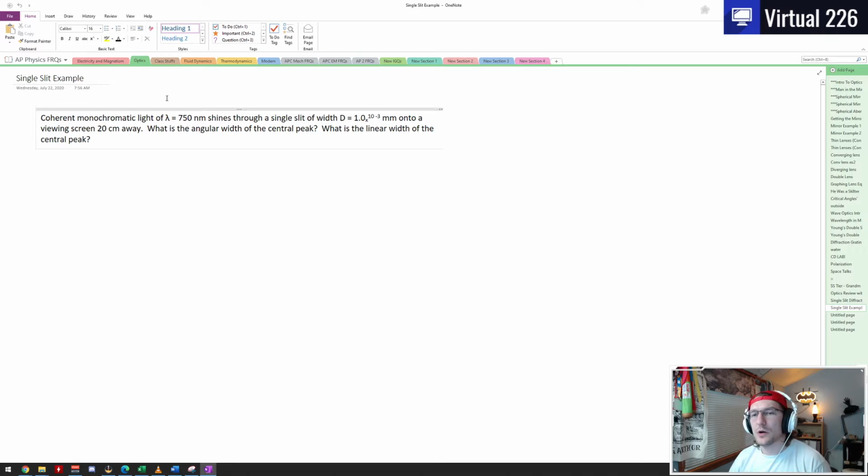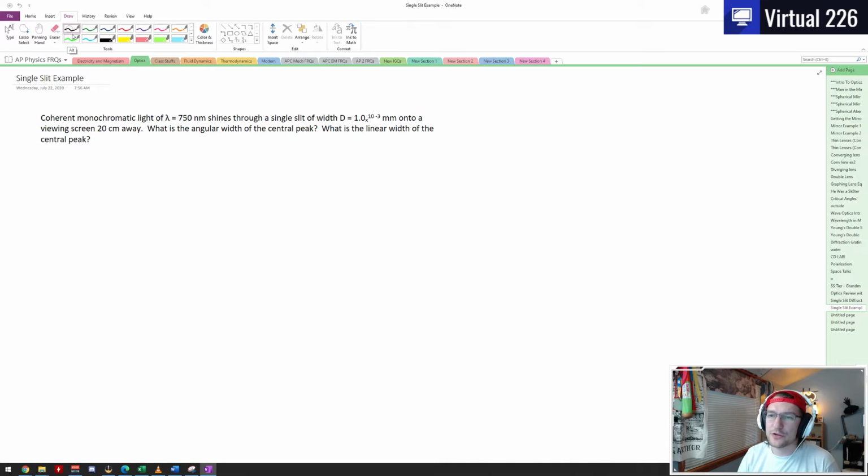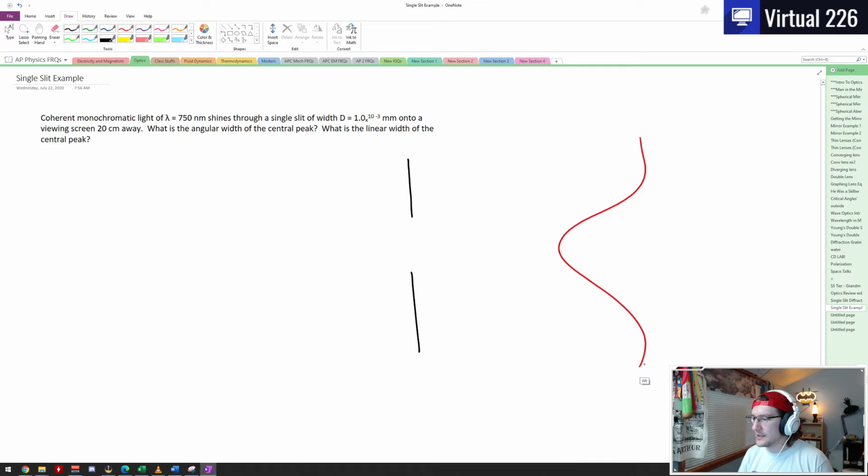Okay, so what we're looking at here is a single slit example. Let's quickly draw the single slit so we have an idea of what's going on. Here is a single slit. Here's some viewing screen back here, which I won't bother to draw. But we know we're going to get a central peak, and then it's going to keep doing its thing.